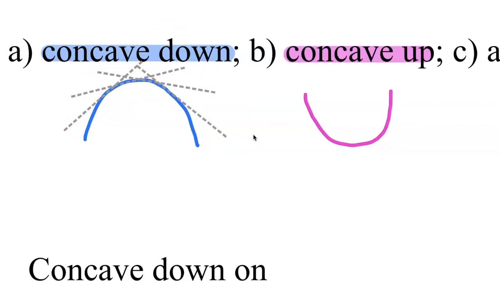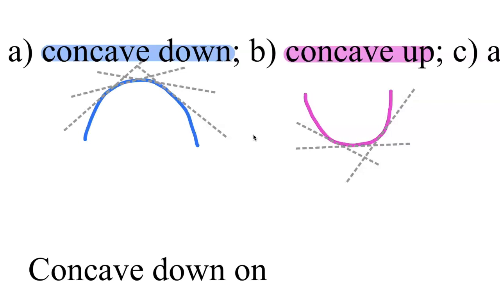Now, if I try to sketch some tangent lines for this pink graph, notice the graph is above this tangent line, and again, the graph is above the tangent line. So when the graph sits above the tangent line, we say this is concave up. All right, let me erase my graphs.